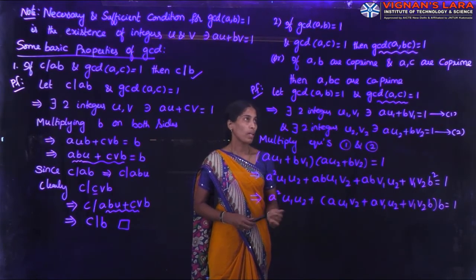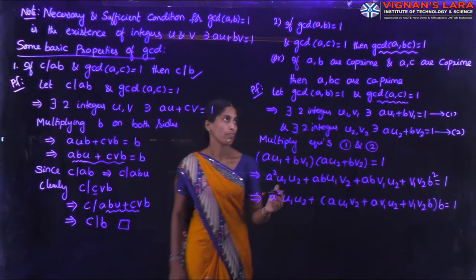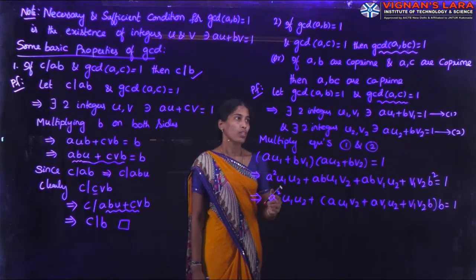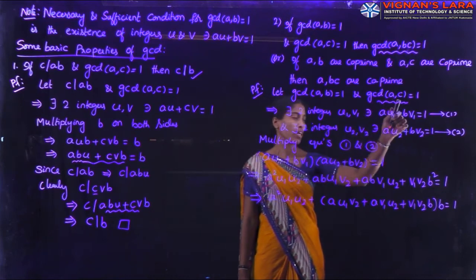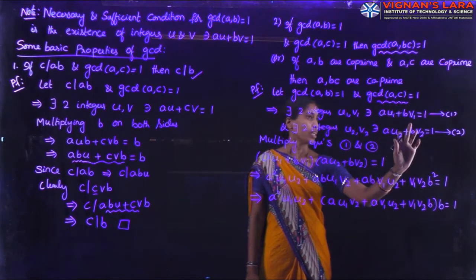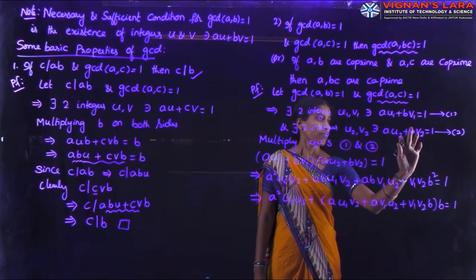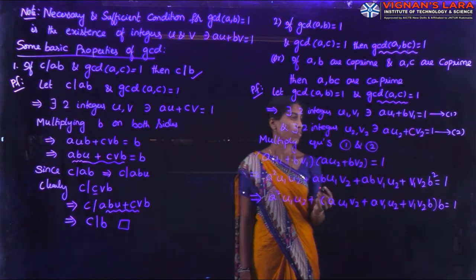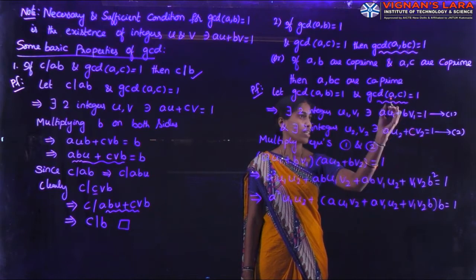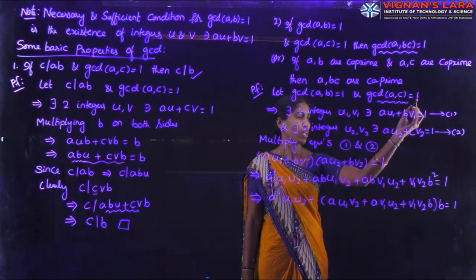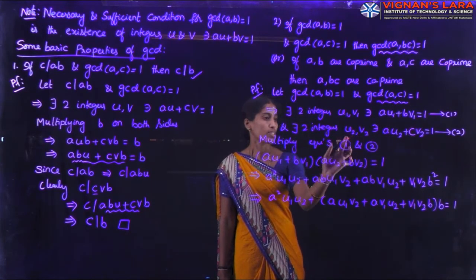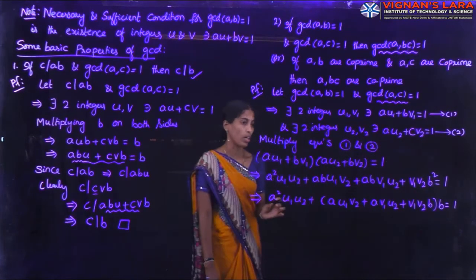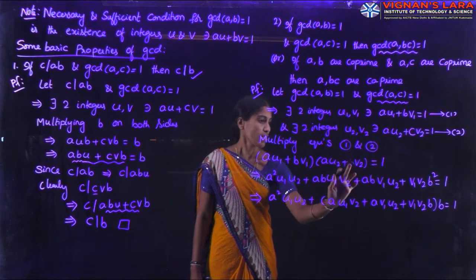So, now we multiply it by c. Here if you observe, GCD of a comma c equal to 1, here we need to write a u2 plus c v2 is equal to 1. Make this correction because a comma c GCD is 1. While we take two integers u2 v2, a u2 plus c v2 is equal to 1. So this is c v2.